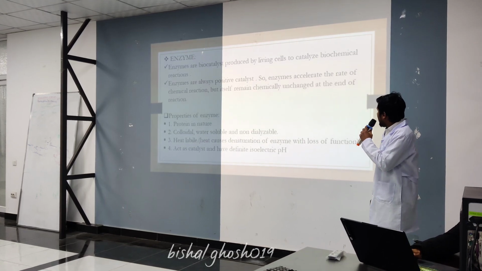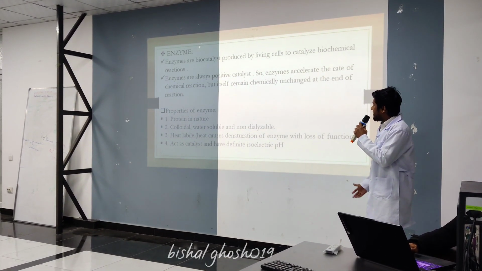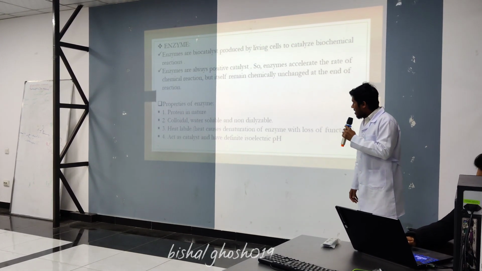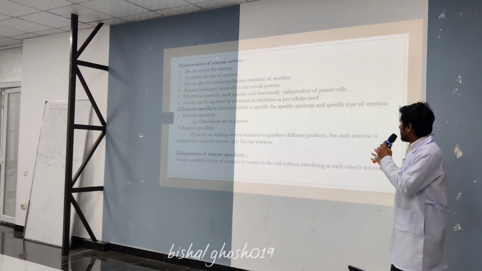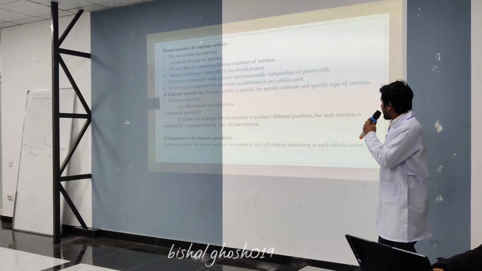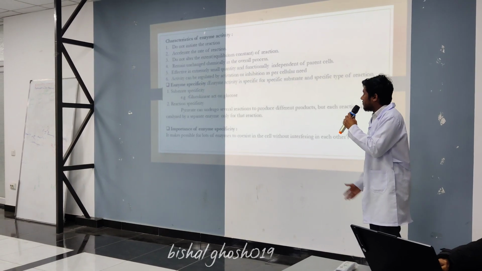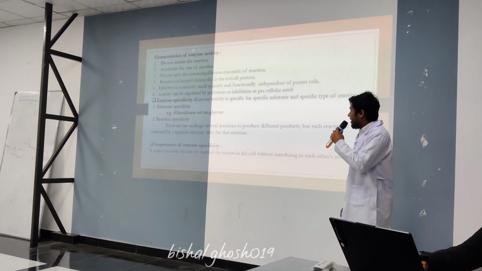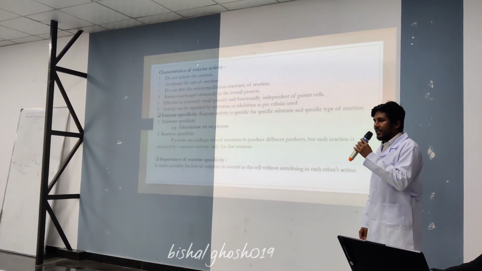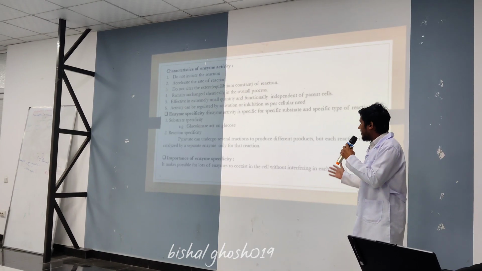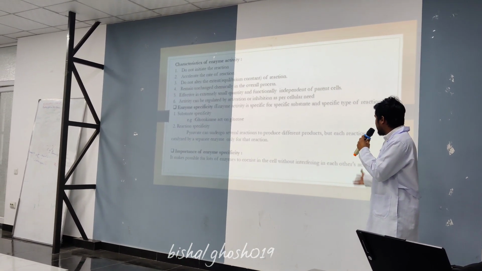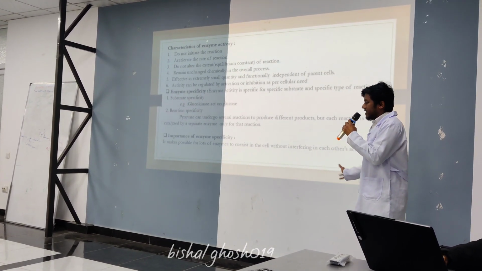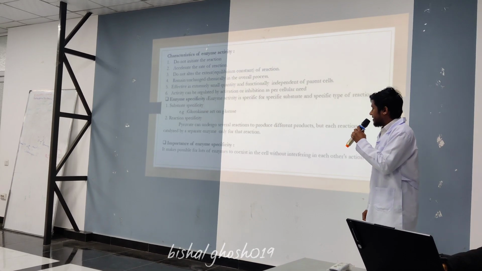So enzymes accelerate the rate of chemical reactions, but remain chemically unchanged at the end of the reaction. Enzyme activity is specific for a specific substrate and a specific reaction. For substrate specificity, like glucokinase acts only on glucose, and the same for reaction specificity. Pyruvate in our Krebs cycle can undergo several reactions to produce different products, but in each reaction, we need a separate enzyme only for that reaction.